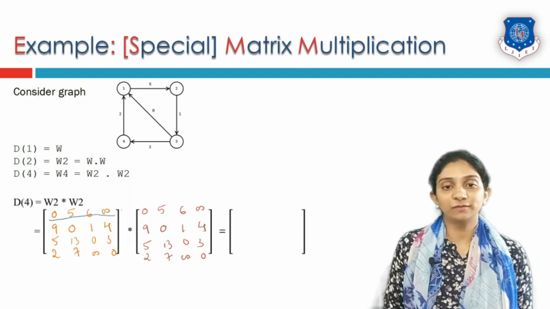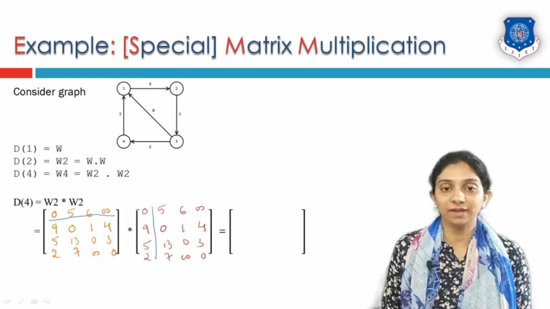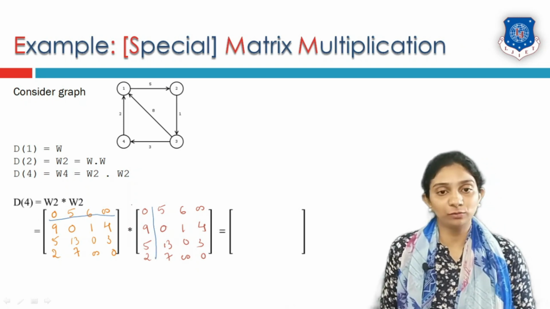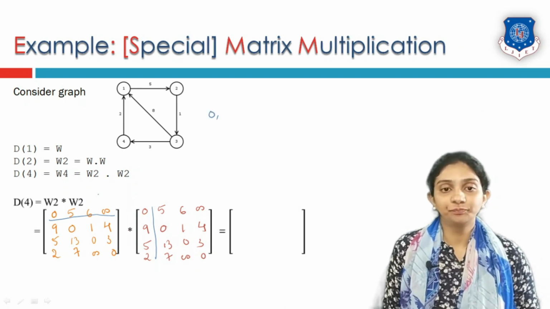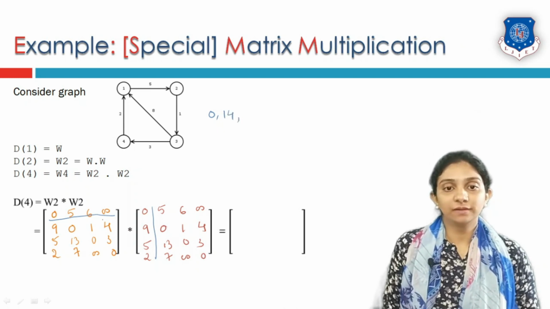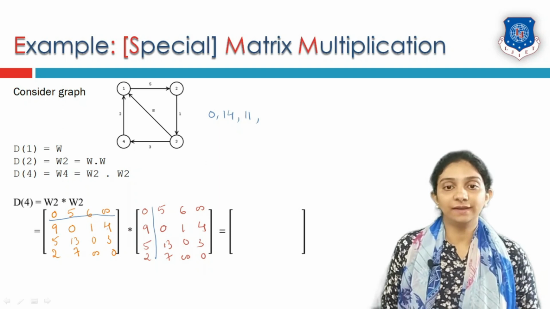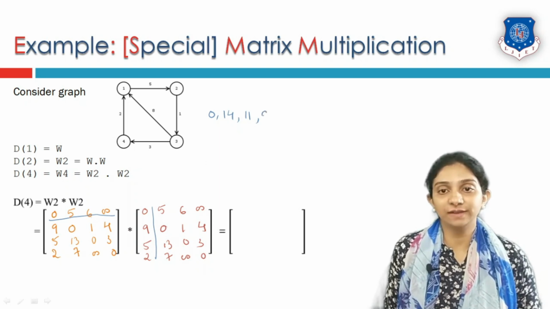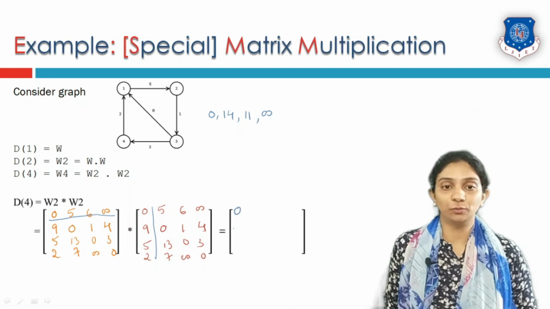That means first we will consider this row and this column and add up those elements and find out the minimum out of the sum. So 0 plus 0 is 0, 5 plus 9 is 14, 6 plus 5 is 11 and infinity plus 2 is infinity. So minimum out of these 4 values is 0.